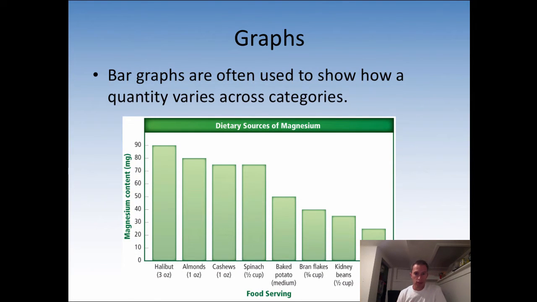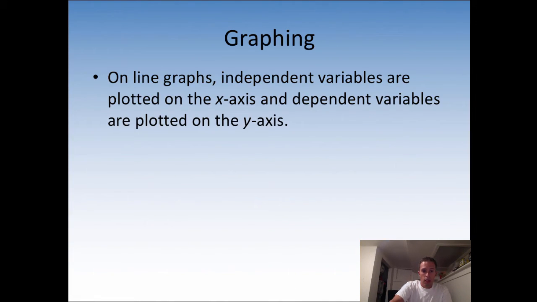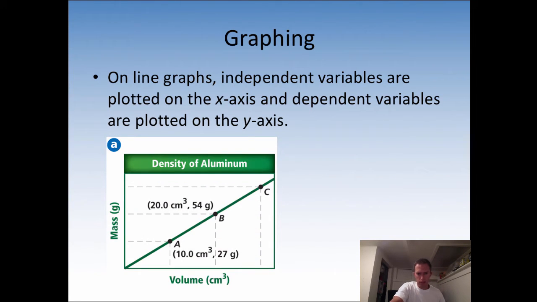Okay, bar graphs are also used a lot to show how a quantity varies across different categories. So we can have a single bar graph, a double bar graph. We'll explain more about those in class. Line graphs. In all graphing, there's a couple of variables that we'll talk about. An independent variable, which means it's on its own, it doesn't change. And then there's a dependent variable, which is dependent. It depends on the independent variable, so it changes as a function of the independent variable.